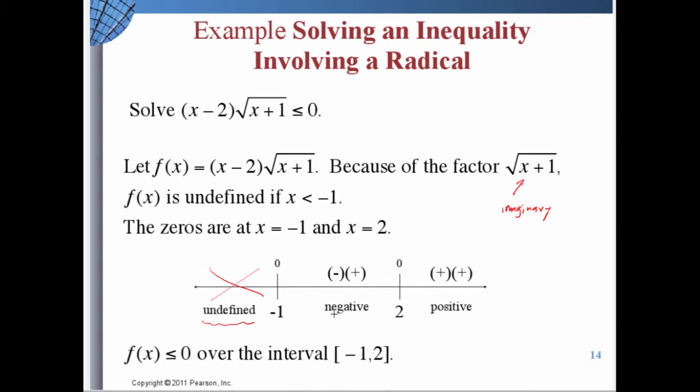Between negative 1 and 2, the function is negative. And from 2 to infinity, the function is positive. So where is it less than or equal to 0? Well, the answer would be from negative 1 to 2, including negative 1 and 2.